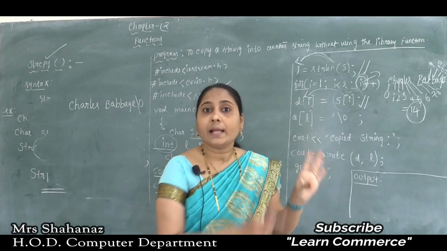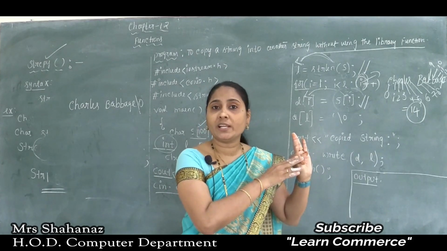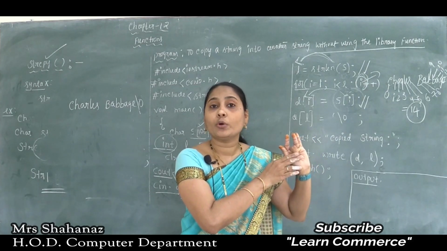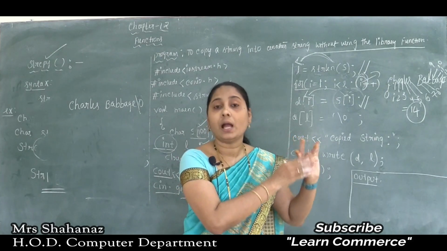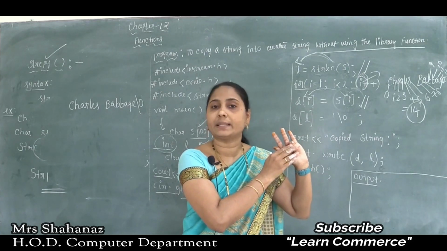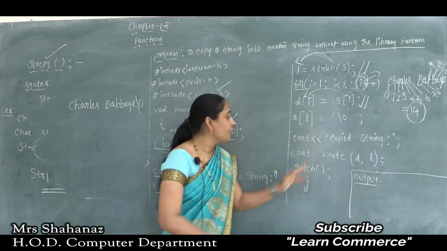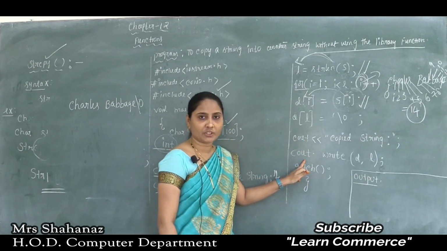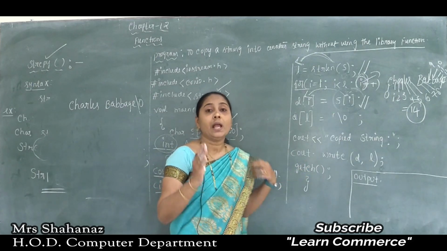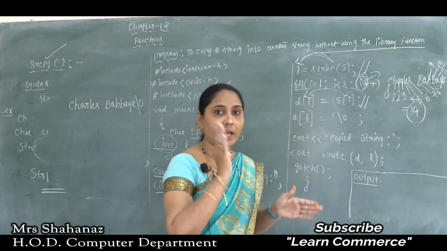As we know, get is used to input a single character, put is used to display a single character, getline is used to read a group of characters, and the write function is used to display a group of characters, that is called a string. So just by using the write function, I want to display the information copied from one string to the other string.